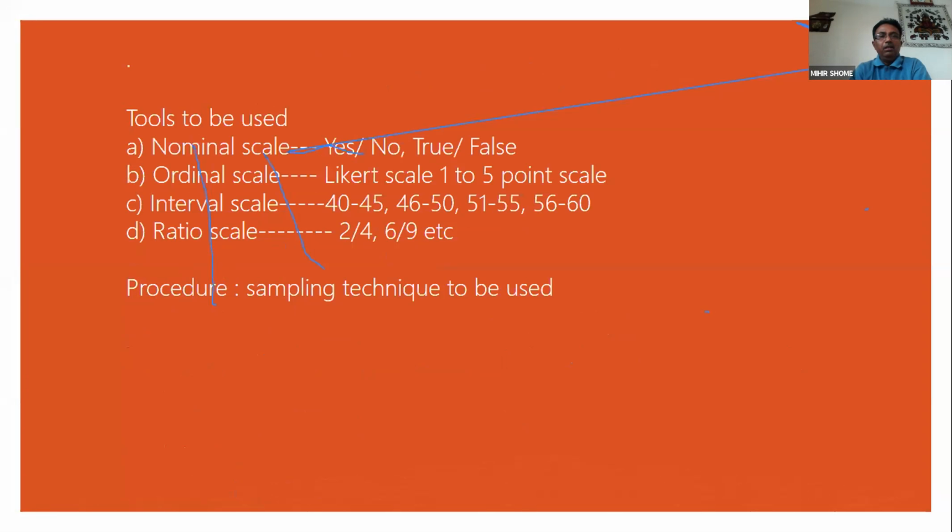Interval scale, that means there is an equal interval, just like 40 to 45, 46 to 50, 51 to 55, 56 to 60. Ratio scale is very rarely used in management or social sciences. It is basically used in physics and chemistry, just like 2 by 4, 6 by 9, to know the ratio. Then procedure, sampling technique to be used.